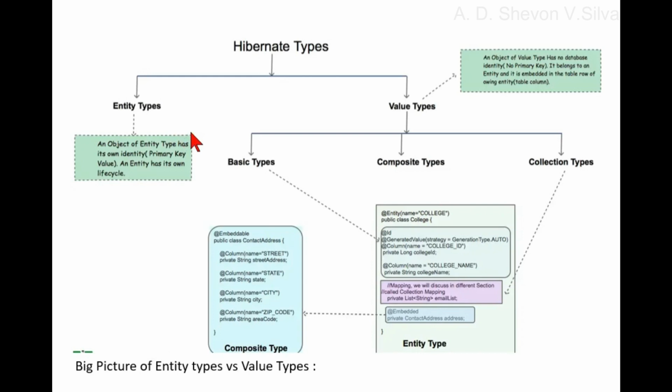From this picture, the college is an entity type. It has its own database identity. It has a primary key.